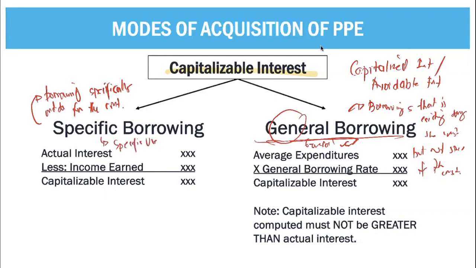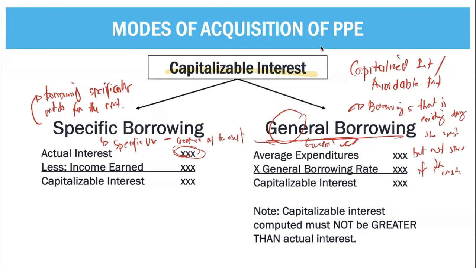And what is that specific use? That is for the creation of the asset. You borrow for the creation of the asset. So what amount? For a specific borrowing, we just get the actual interest less any income earned. Actual interest less any income earned on that borrowing.